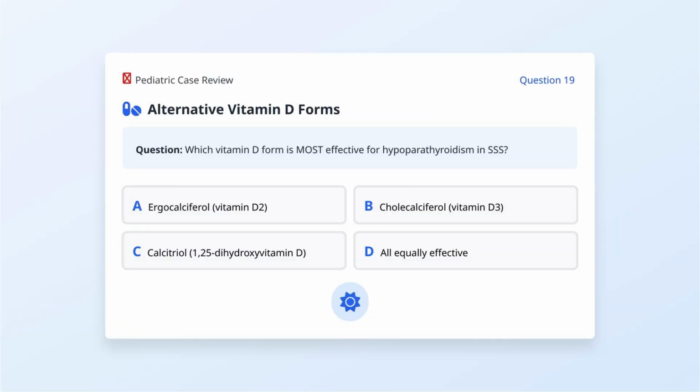Which vitamin D form is most effective for hypoparathyroidism in Sanjad-Sakati syndrome? Option A, ergocalciferol, vitamin D2. Option B, cholecalciferol, vitamin D3. Option C, calcitriol, 1,25-dihydroxyvitamin D. Option D, all equally effective. Consider the physiologic role of parathyroid hormone in vitamin D metabolism.